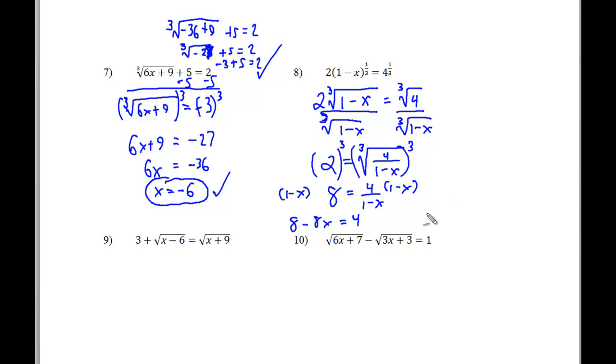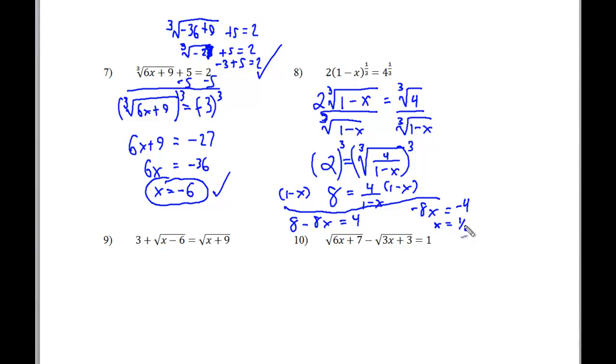Moving my 8 to the other side, this gives me my negative 8x from this left portion here. Just to show you where I'm getting this from, the 8 is on the left-hand side. I move that 8 over here, and this is going to be 4 minus 8, so negative 4. Dividing both sides by negative 8, x is equal to negative 4 over negative 8, or positive 1/2.